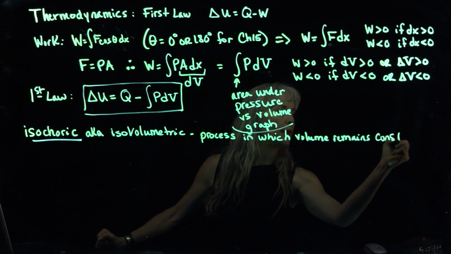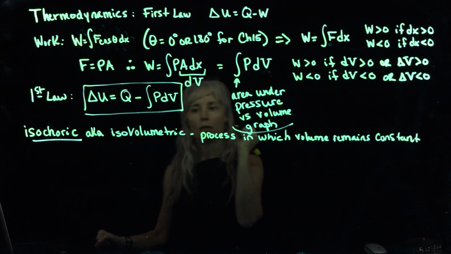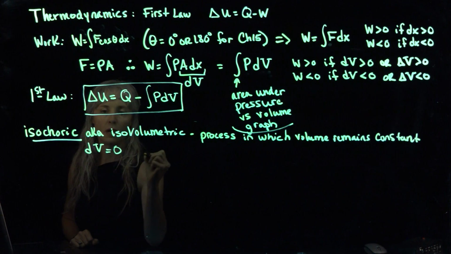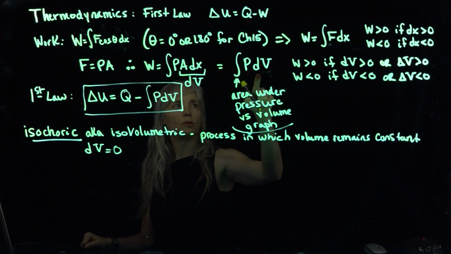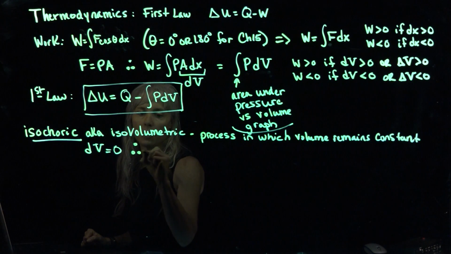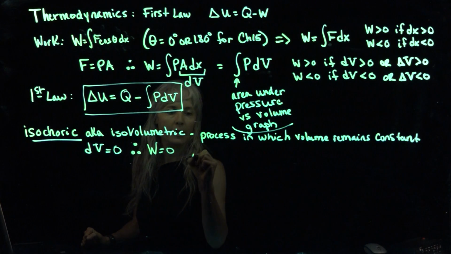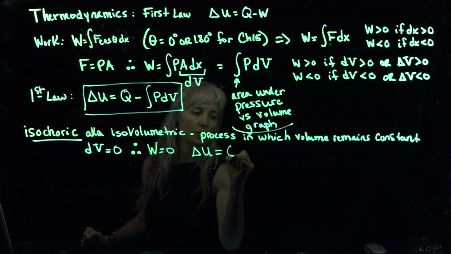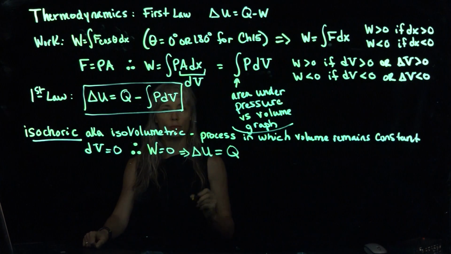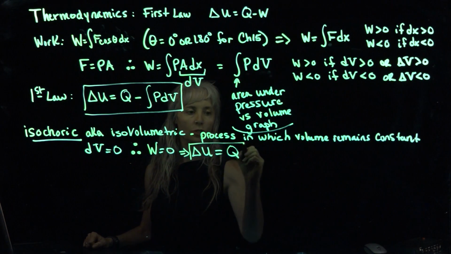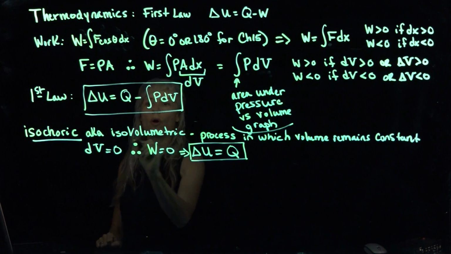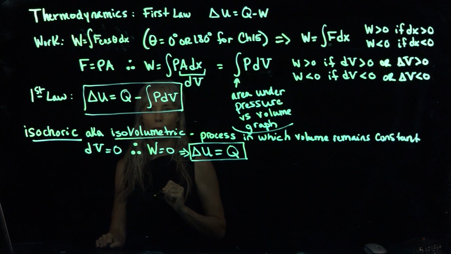So if the volume remains constant, then delta V, or dV, is equal to 0. And so if dV is equal to 0, 0 times anything is 0, therefore work is 0. And any change in internal energy is just going to be equal to heat added. Okay, so the first law then just becomes delta U is equal to Q, because W is 0. That's for an isochoric or isovolumetric process.